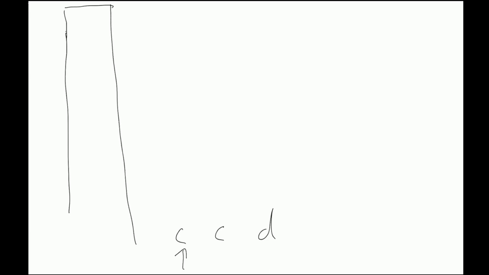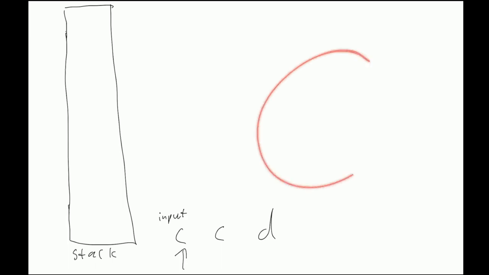And let's set up our parse. So we've got our input. This arrow is the current input that we are looking at, our look ahead. We've got a stack. This is our stack. This is our input. And here's where I'll construct our tree.